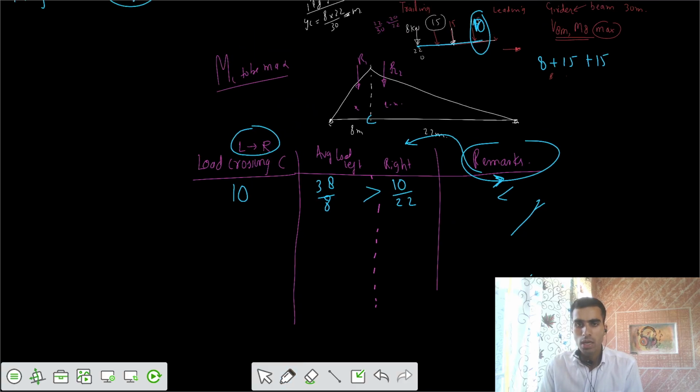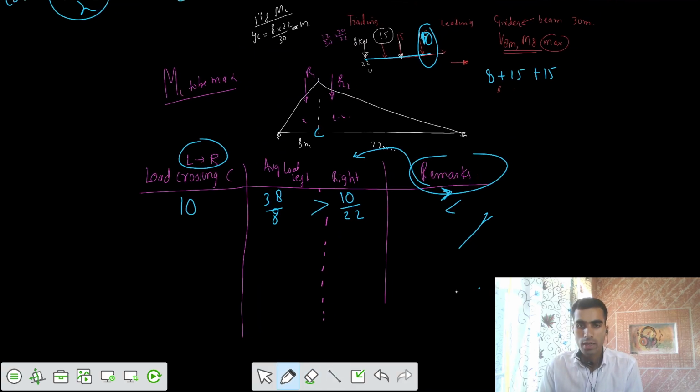Now the second load. If I transfer the next load to the right of section C, that means the 15 load has crossed section C. Section C is now here, and the 15 load has crossed. That means the loads on the right would be 10 plus 15, that is 25 for this length of 22, and the loads on the left of section C are now only 23 for the length of 8.